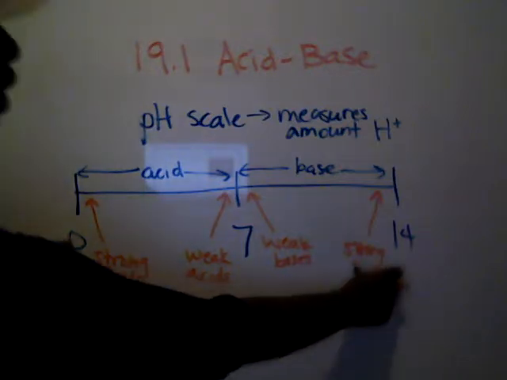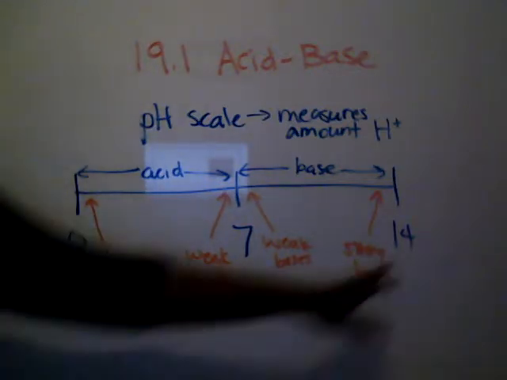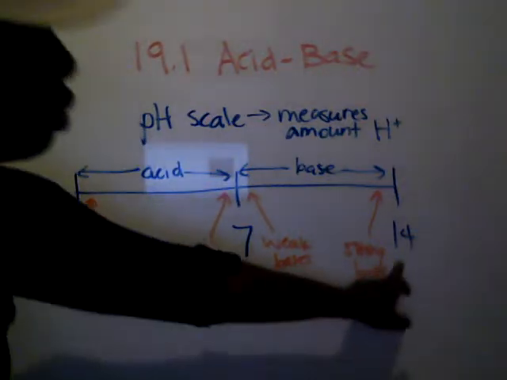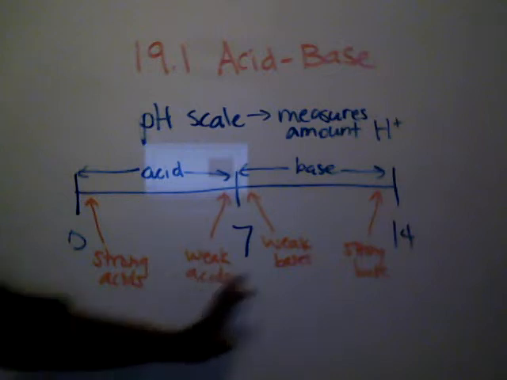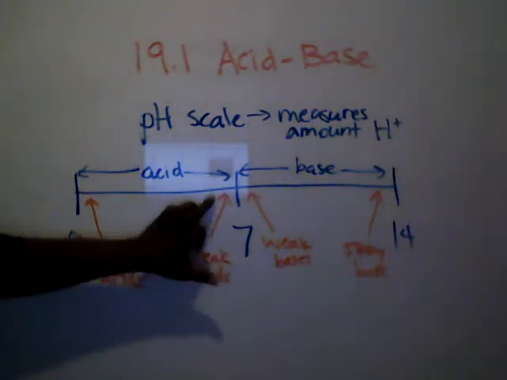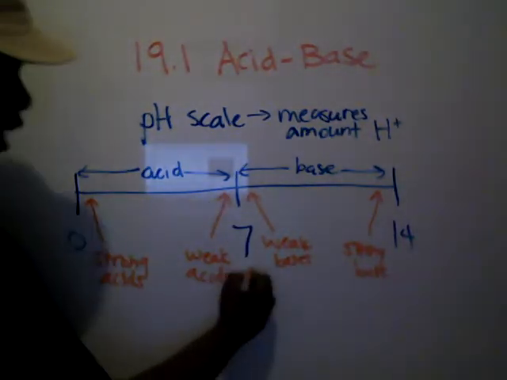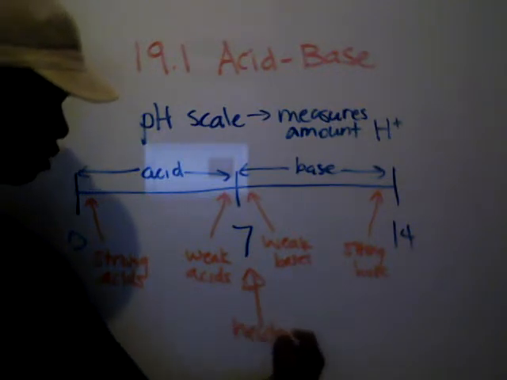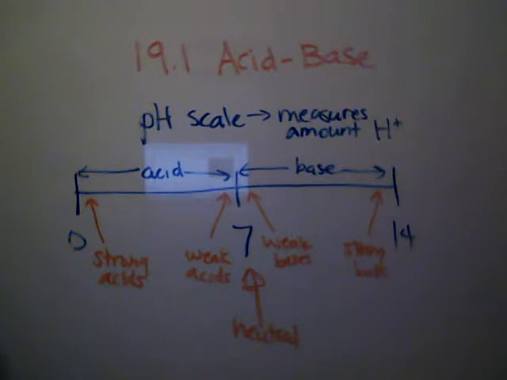So the closer we are to the ends, whether it's 0 or 14, those are where the strong things live. So closer to 0 are your strong acids, closer to 14 are your strong bases. Your weak acids and bases are going to be on either side of 7. Right? If we're exactly at 7, that's where we are neutral. So we're neither an acid nor a base. Things at 7 would be like blood is considered about neutral. Water is also an example of something that's neutral as well. Okay.